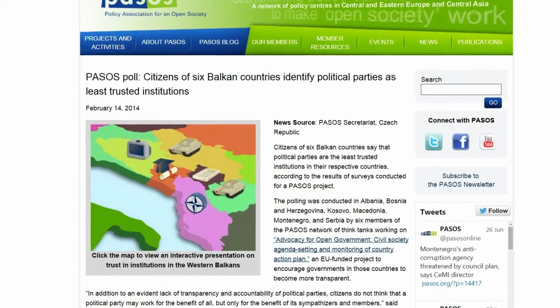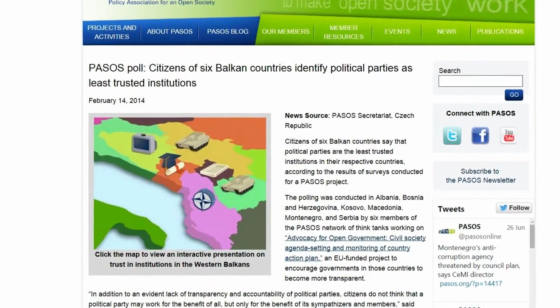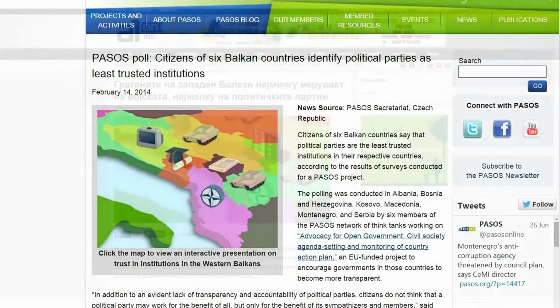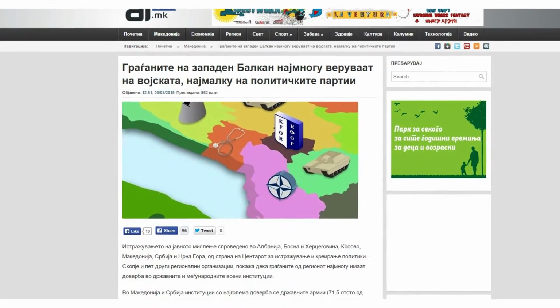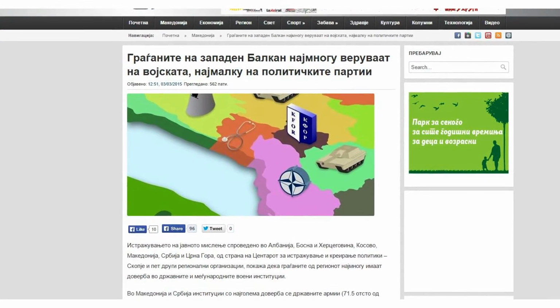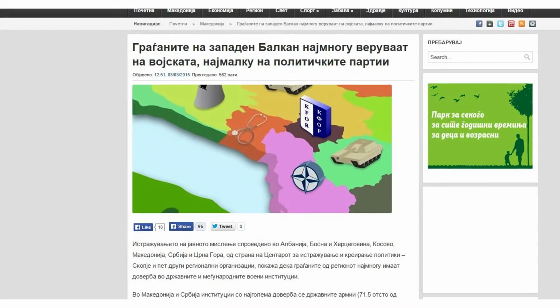I am the Communications Manager for the Policy Association for an Open Society, a network of independent think tanks based in Prague. It is my job to help our members with their communications efforts, and data visualization is an important part of that. Last year, for example, I created a data visualization campaign using data compiled by 6 of our members. The resulting visualization was very well received by the audience that we targeted, and it was used by numerous media outlets in the Western Balkans.